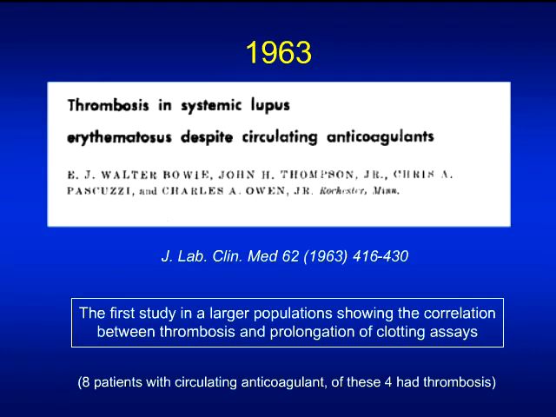A hallmark study was published in 1963 by Walter Bowie and Charles Owen, who described in a larger study, not so large, there were in fact 8 patients, but of these 8 patients who had the circulating anticoagulant, 4 had thrombosis. And it was the first hard indication that the presence of this inhibitor coincides with thrombotic complications.